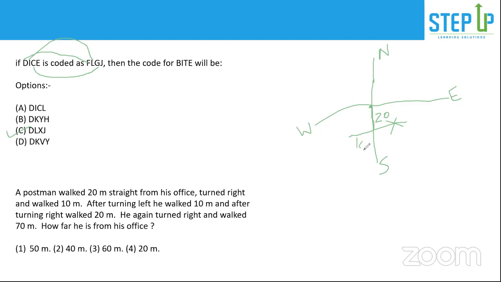So he turned right and walked 10 meters, so this is again 10. After turning left, he walked 10 meters, okay. Now he says after turning right, he walked 20 meters. Now the simple question is, he turned again right and walked 70 meters, whatever, 70 meters, let's say. So the question is, how far is he from the office?